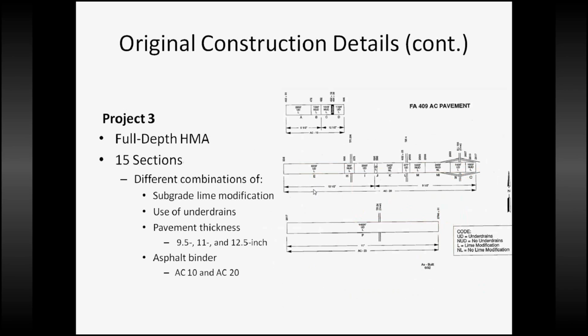Project 3 was located on US 50, about 45 minutes east of St. Louis. This was 7.5 miles of full-depth HMA. This project was divided into 15 different sections, and there were different combinations of subgrade lime modification and the use of underdrains. We had 3 different pavement thicknesses, 9.5, 11, and 12.5 inches, and we were also using 2 different types of asphalt binder, AC10 and AC20. The main objective of this project was to validate the mechanistic design proposed by the University of Illinois, and the design that the mechanistic design procedure came up with was an 11-inch HMA over lime-modified soil with underdrains.